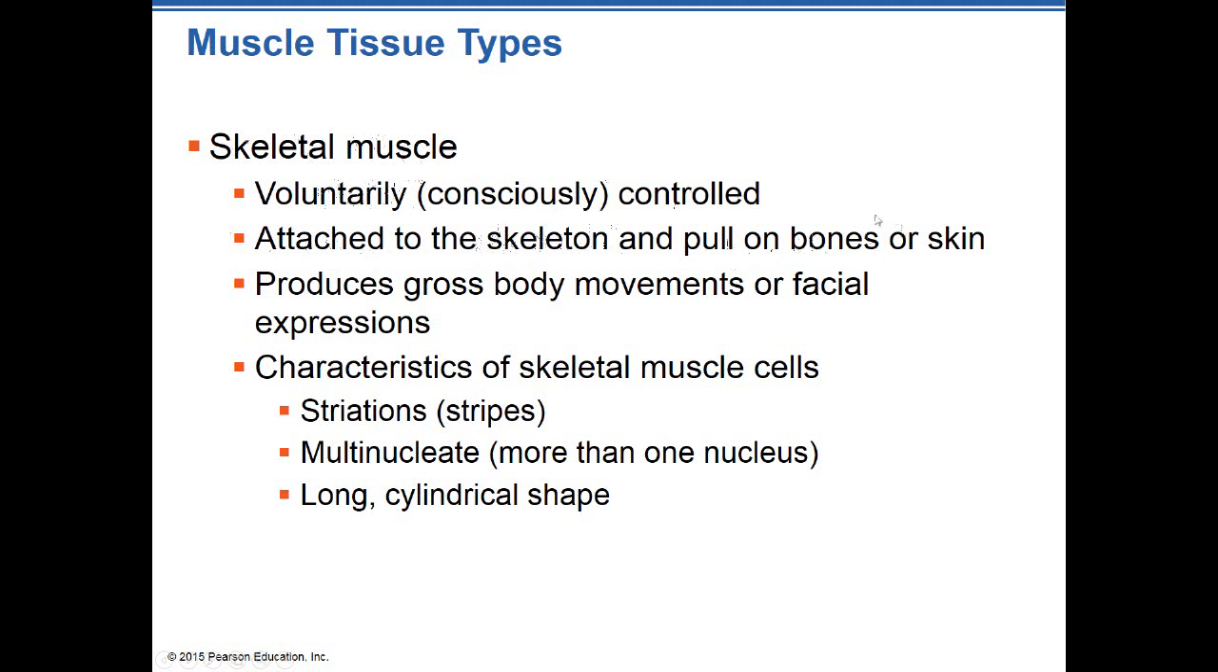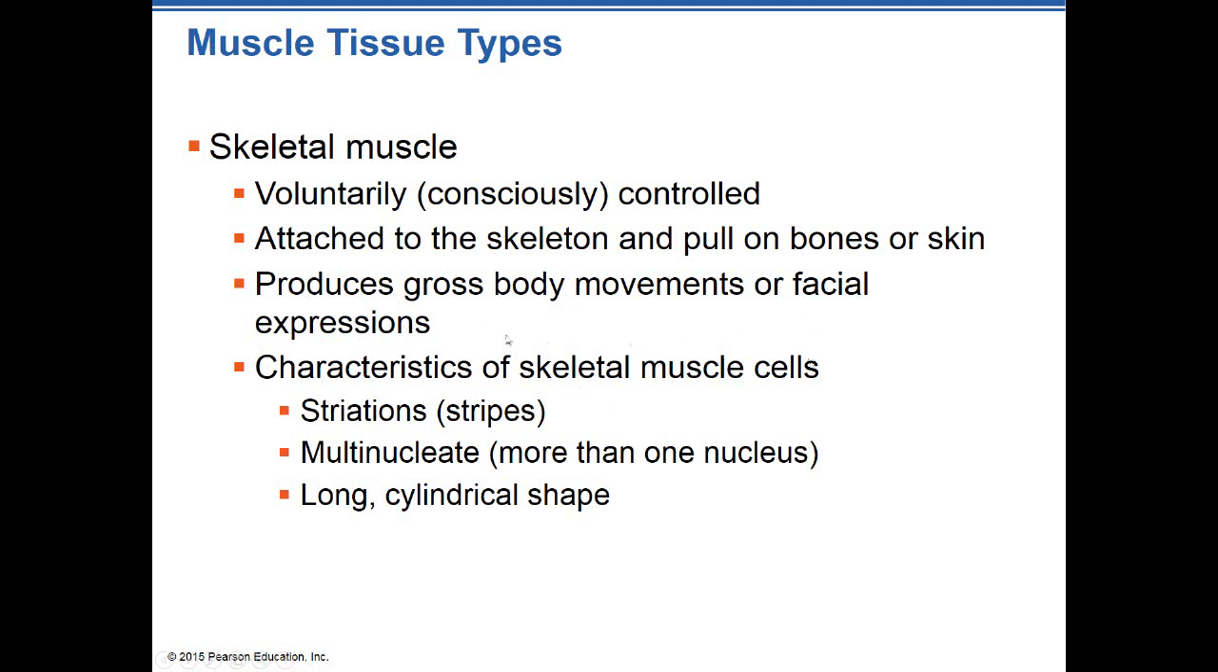Some skeletal muscle attaches directly to the skin. If you've ever seen horses that have flies that land on them and their skin twitches, it's because of a muscle attachment directly to the skin. And I think we have a couple of those as humans as well, but not as many as some other animals. But it produces gross body movement, so overall body movement that you can observe, or facial expression. There's a lot of muscles in the face that help you to smile or frown or make silly faces.